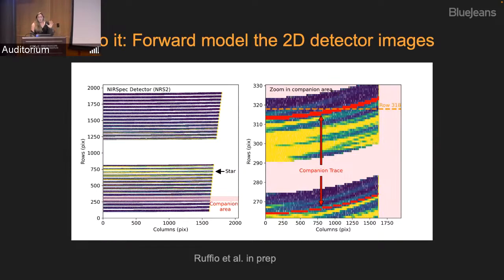If we zoom in, we can see the spectral traces of the companion, highlighted in red, and the spectral traces of the starlight. These traces can actually be forward modeled to disentangle them from one another to pull out the signal that's just coming from the companion.